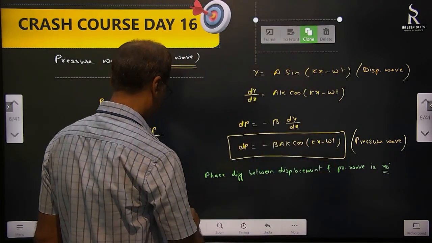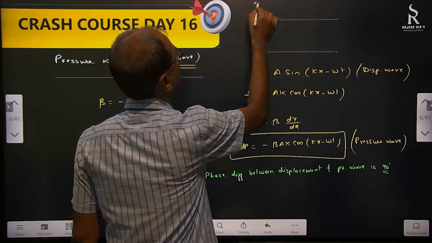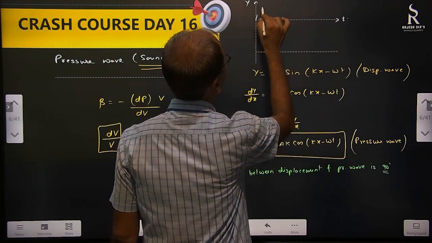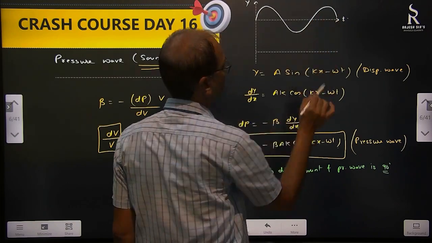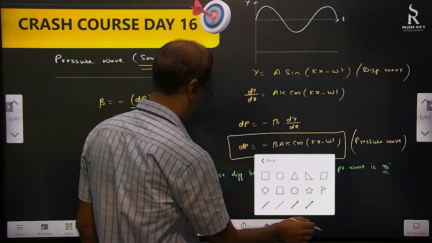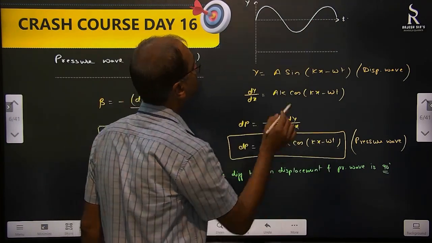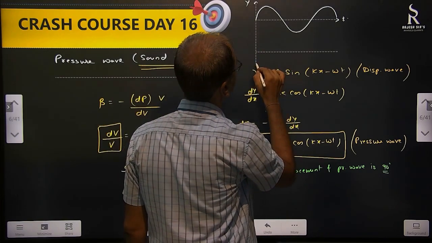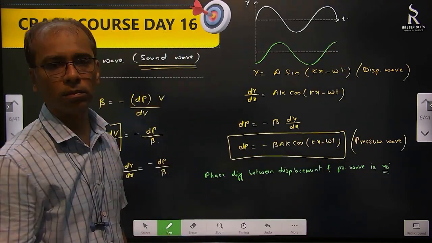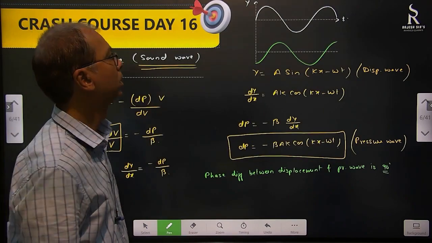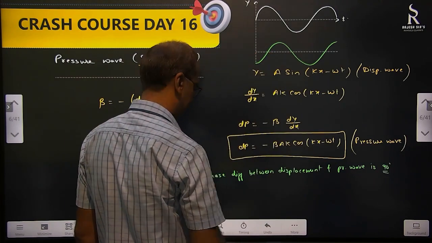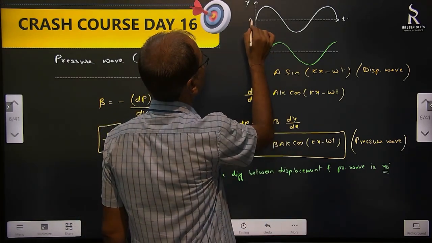Here is the displacement wave, this is y and t, it's a sine function. Okay, it's like this, in this way. The pressure wave at the same time is going to be the cos function. Okay, so we can make it like this. Here displacement is 0, and this we call A.